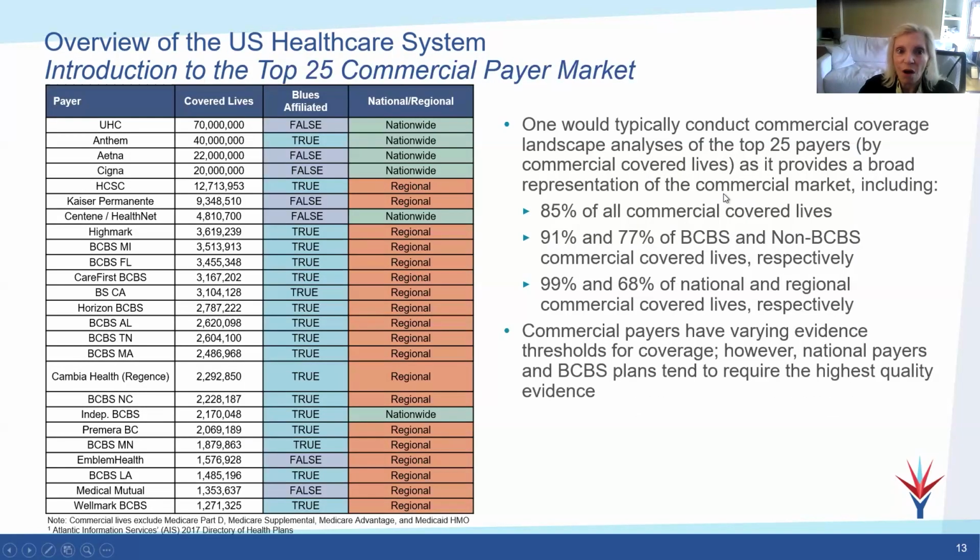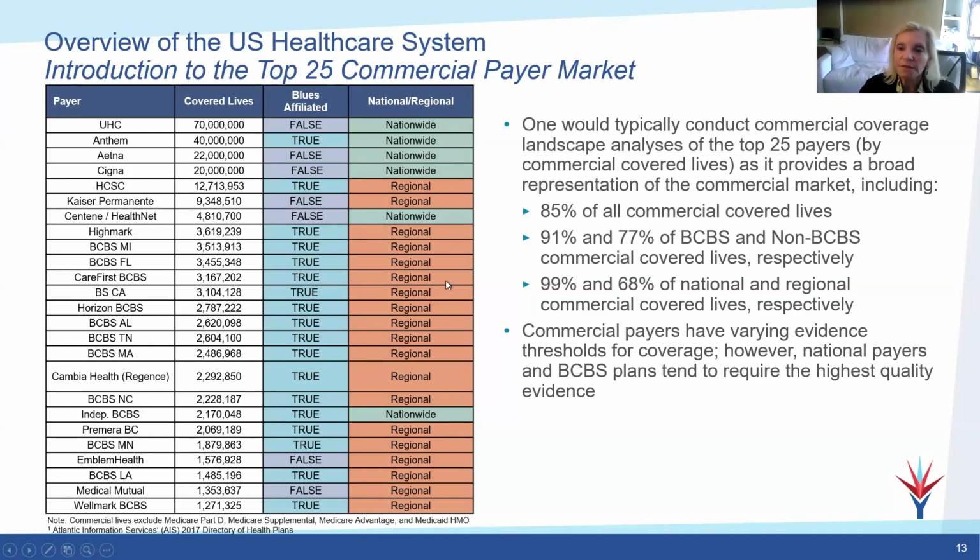But the Blues are particularly influential in terms of the percentage of covered lives that they encompass, and the fact that different commercial payers have varying evidence thresholds for coverage. But the Blues plan, Blue Cross Blue Shield, tends to hold the evidence to a higher bar. And you can see, and hopefully when I'm telling you this looks turquoise to me, it's looking turquoise to you. But anywhere you see turquoise, these are Blues plans. These are patients that are covered under Blues, whether they're nationwide or they're regional in the orange here.